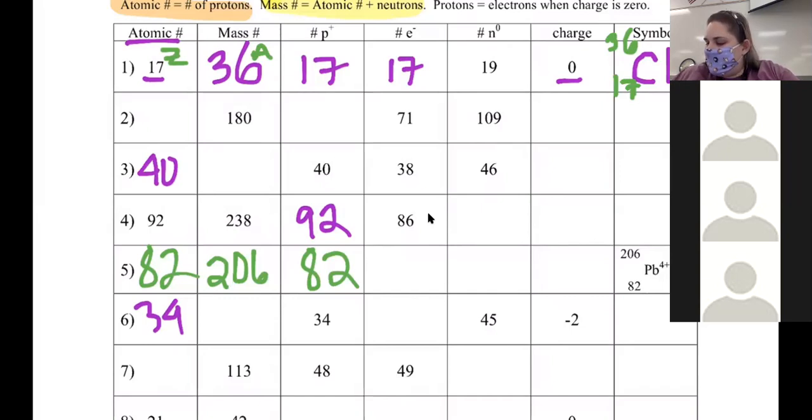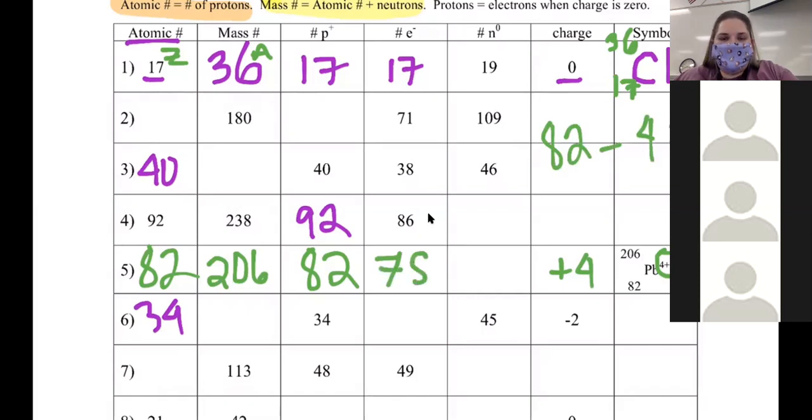All right, so on this one, first off, to do the electrons, we need to fill in the charge. So the 4+, that means that this is a +4, okay? So now I know that the electrons are not going to be equal to the protons, so it's not going to be 82. So remember, I have to do the protons minus the charge. So 82 minus 4, and then what does that give me for the electrons? 78. Okay, so I lost 4 electrons. That's why I have a +4 charge.